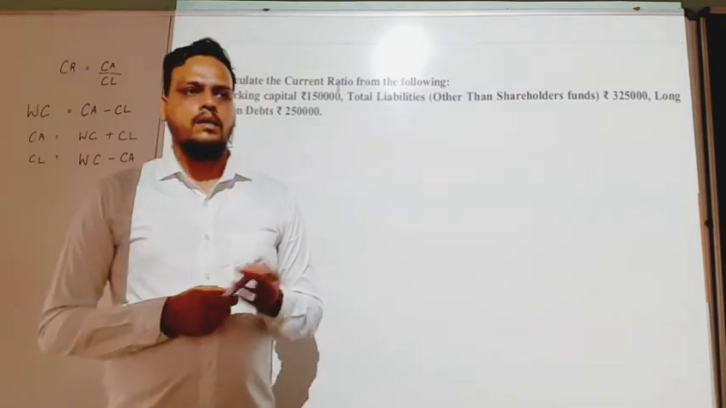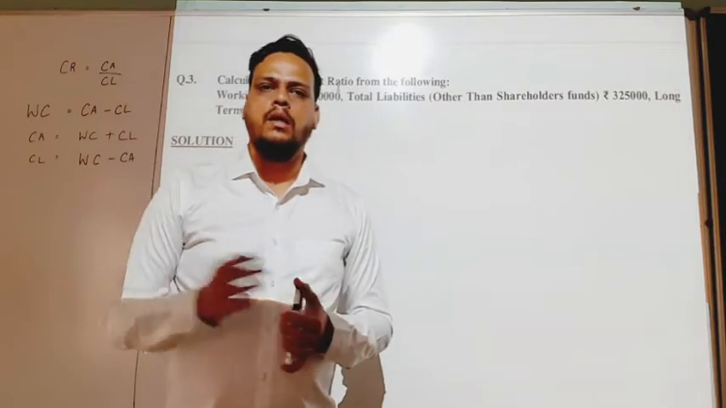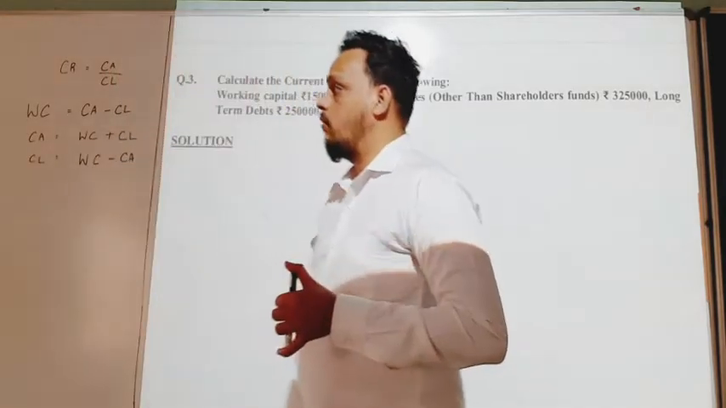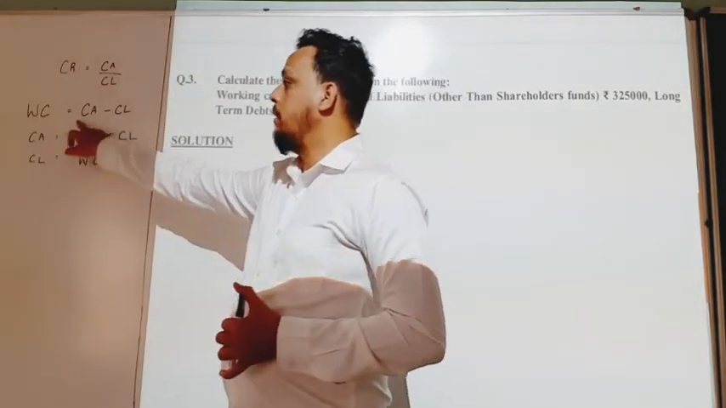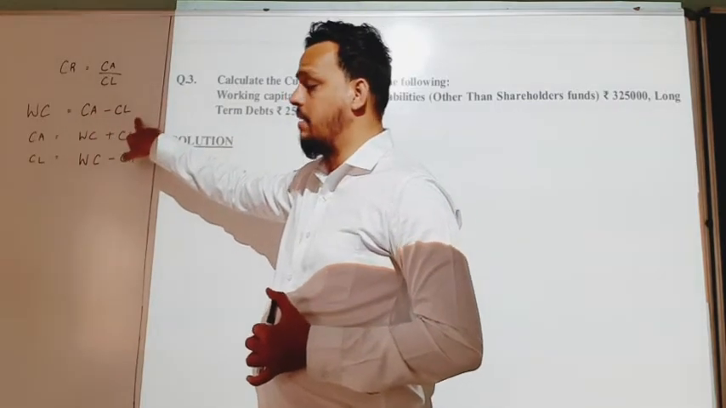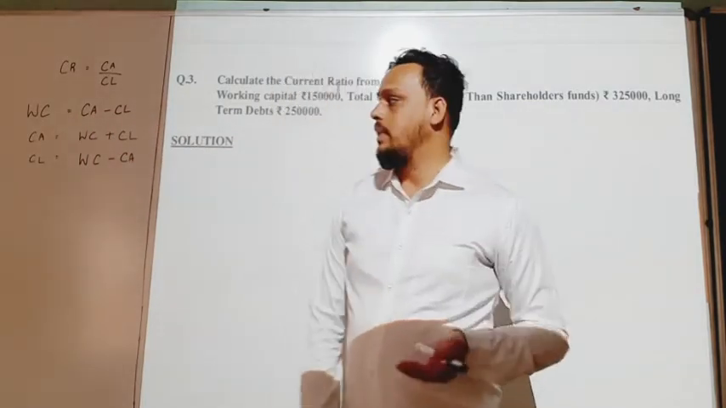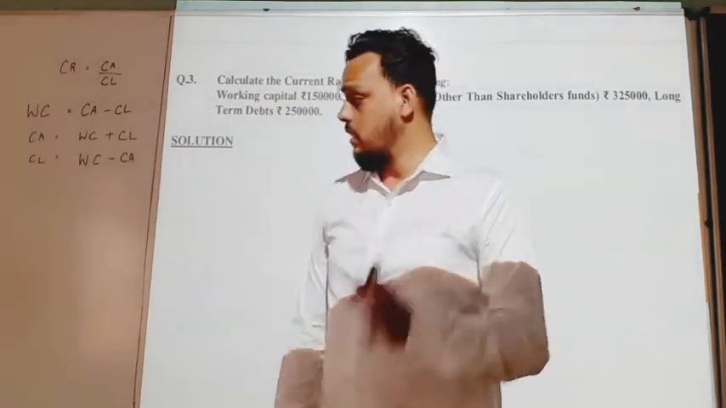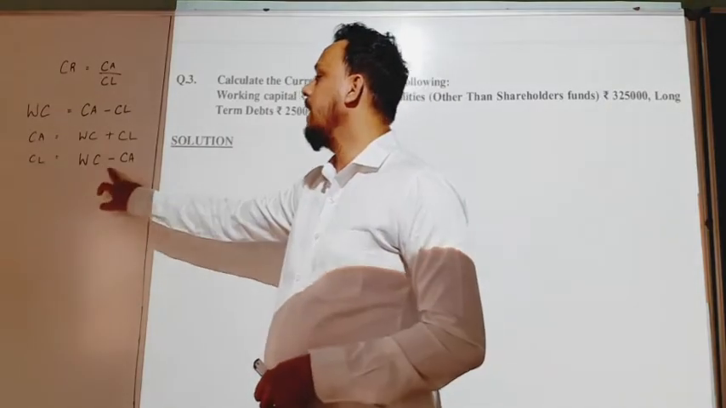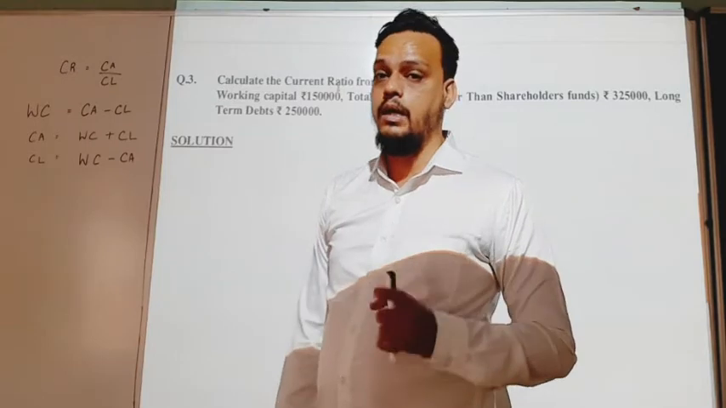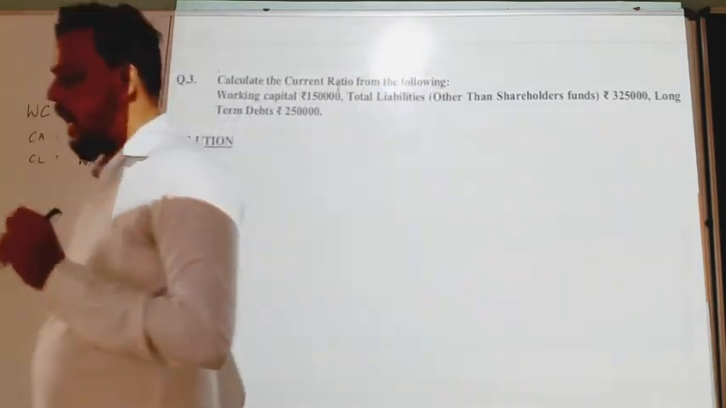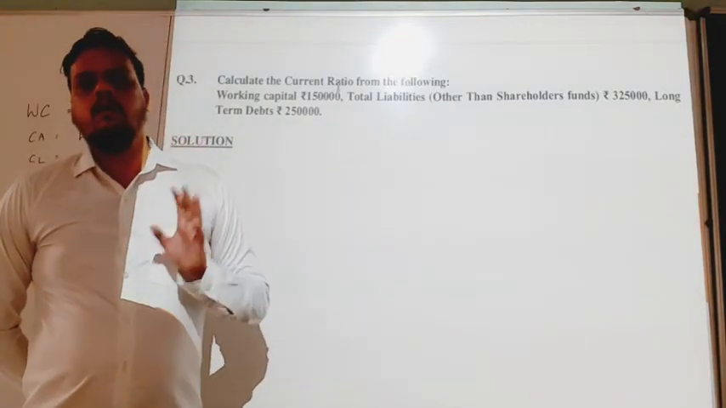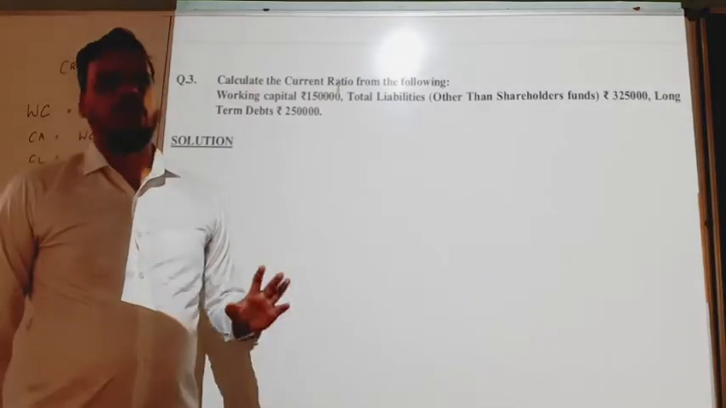As you know, I have discussed the current ratio formula. The current ratio formula is current assets upon current liability. Then we went with working capital. Working capital is equal to current assets minus current liability. If you have to find current assets, then the formula is working capital plus current liability. If you want to find current liability, then the formula is working capital minus current assets. So this much is to be understood by you for the first topic. Make sure the formulas are understood.